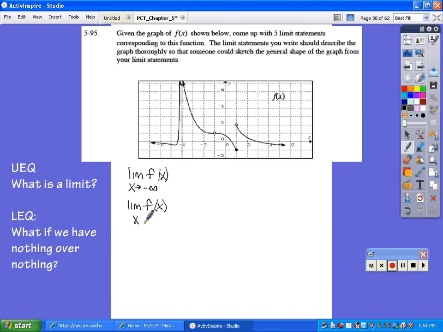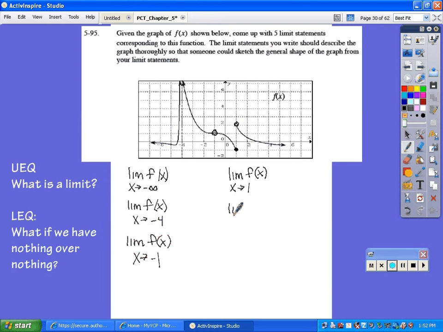We can do the limit of f of x as x approaches negative 4, which is a hot spot. Obviously, we could approach negative 4 from the left or the right. Limit of f of x as x approaches negative 1 is another hot spot on that graph because of the hole in the graph. We could approach negative 1 from the left and from the right. We have the limit of f of x as x approaches 1. Again, another break in the graph. We could approach 1 from the left, we could approach it from the right, which would add 2 more statements.